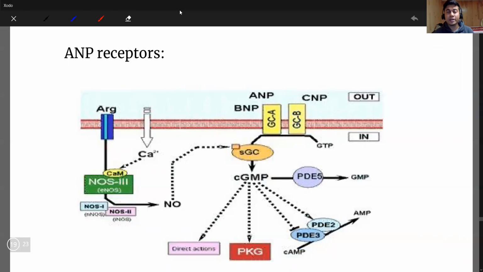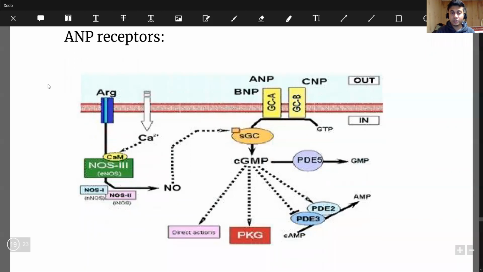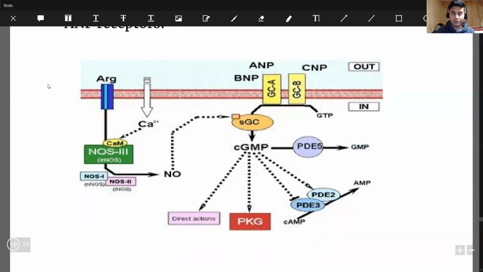Sodium goes out of the body, and with sodium goes water, so water is lost from the body, and this increased stasis of the blood volume is decreased. Now, how do they work? They work through cGMP.